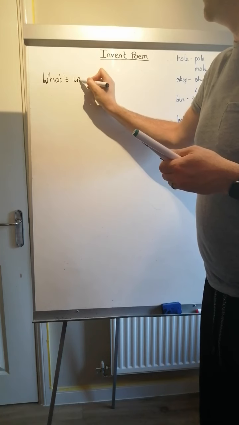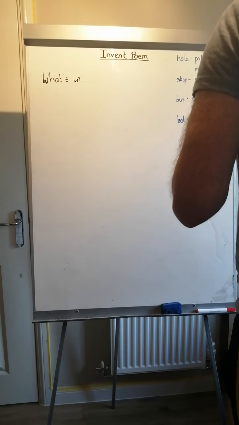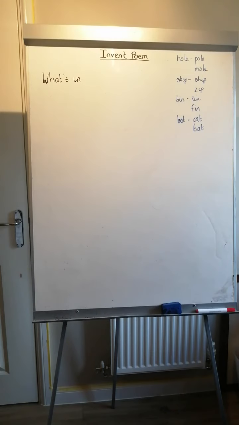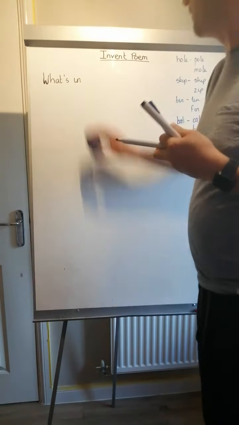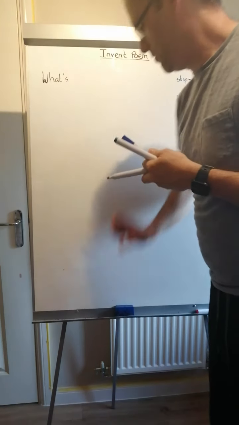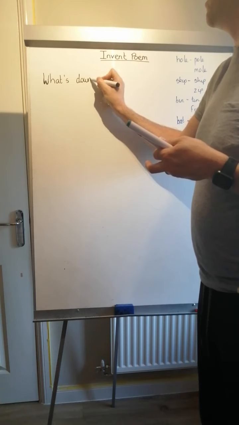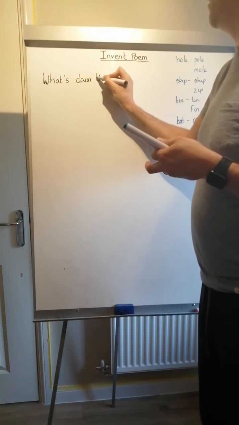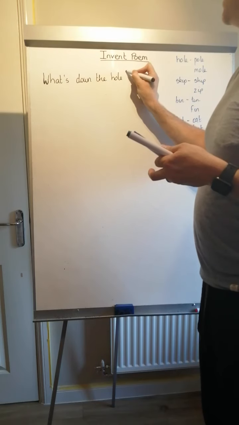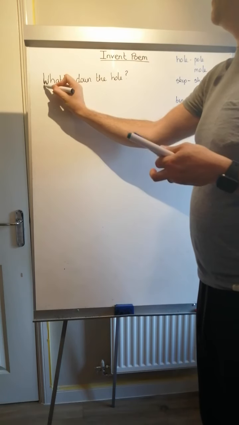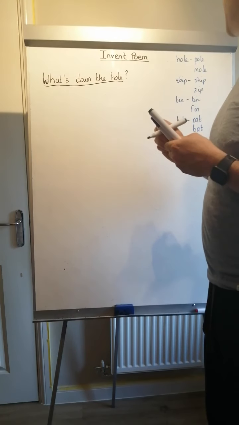What's. Right, we could say in the whole. Or we could put what's down the whole. What's down the whole. What is a question word? So we need to put a question mark in there. And that's our title, so we underline it. You will use a ruler.